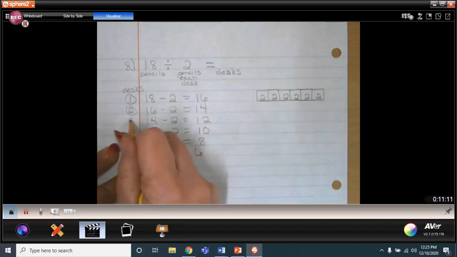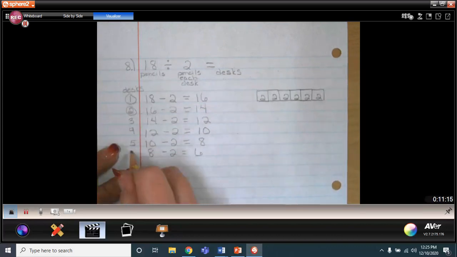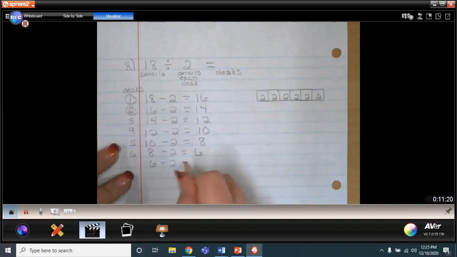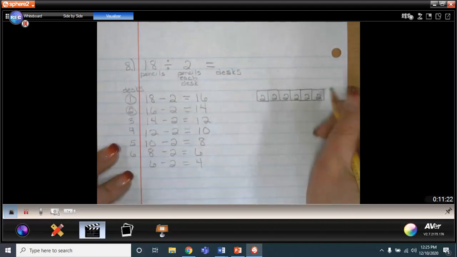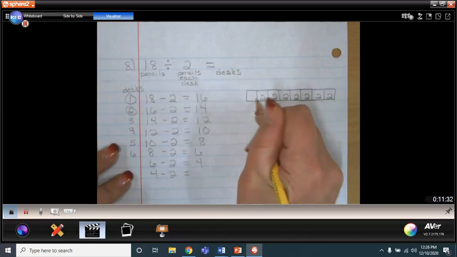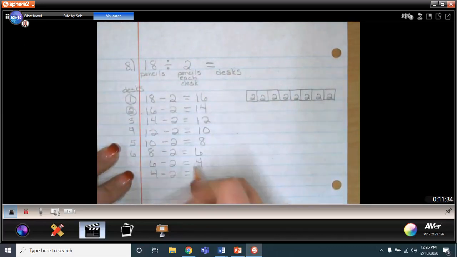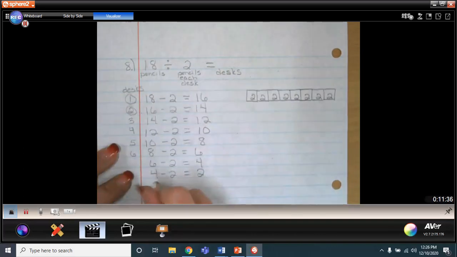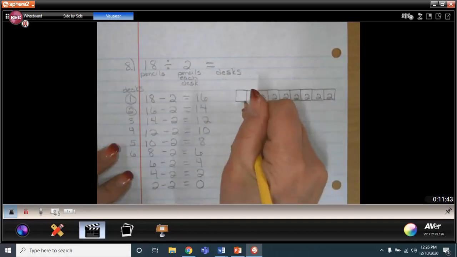And notice, every time I put 2 more pencils down, I'm able to make another group. So now I'm at 6 groups. 6 minus 2 is going to give me 4. Put another 2 pencils down over here. 4 minus 2. I'm going to put another group of 2 down. And that's going to give me 2. And finally, I have 2 pencils left. I'm putting them down on a desk. I don't have any left. I've put them all down.